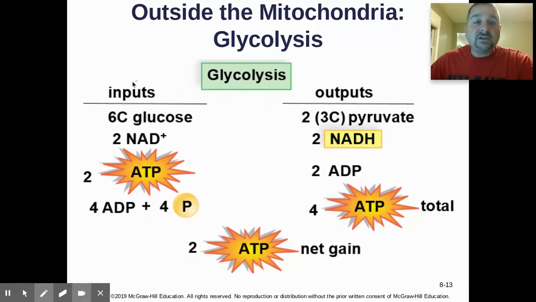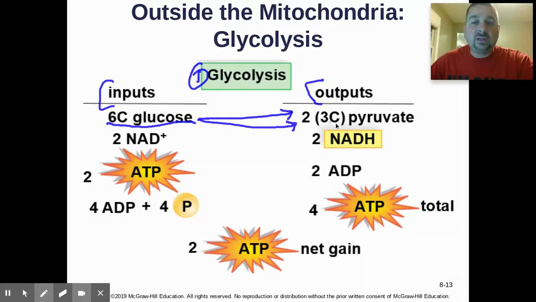This slide is just showing the overall inputs and outputs from glycolysis, which was step 1. In other words, you start with 1 6-carbon glucose. It's going to be broken into 2 3-carbon pyruvates. As it's broken apart, the electrons are going to be picked up and used to reduce. Glucose is going to be oxidized into pyruvate. NAD+ is going to be reduced into NADH. In other words, we added electrons. So again, redox reactions.